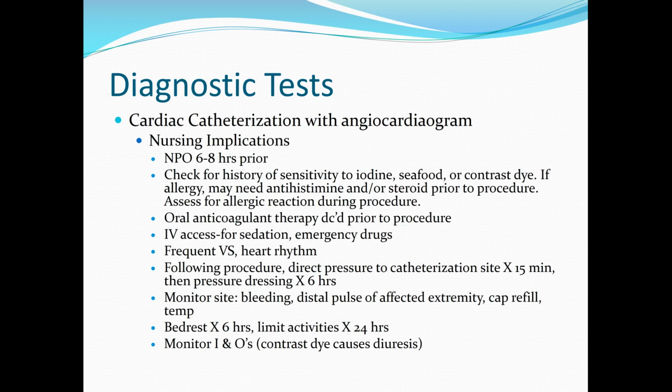Following the procedure, you're going to do direct pressure to the catheterization site times 15 minutes, and then you're going to do a pressure dressing for 6 hours. It's important that that affected extremity remains straight for 6 to 8 hours. And when these kids come back, the first thing you're going to want to do is assess the site. You're going to want to make sure that there's no bleeding. You're going to check the temperature. You're going to check that there's cap refill. Like I said, it's usually in the right fem, so you're going to assess that leg. Well, both legs, because you're going to compare pulses in both of the legs.